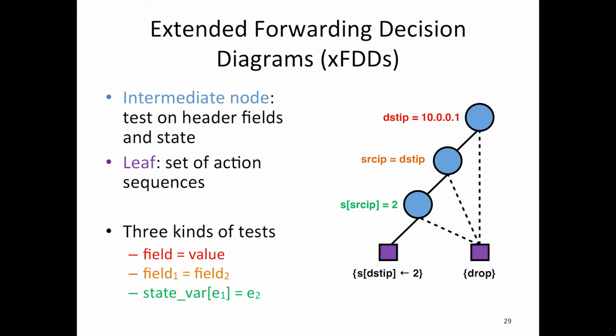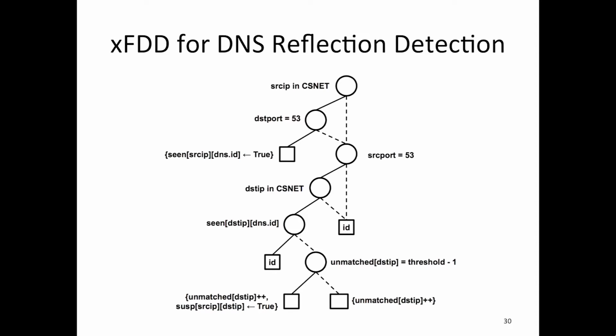And finally, the ability to test whether a state variable has a particular value. And we order them in this way, tests by value, tests by field, and tests on state variables, to create a single canonical representation of any Snap program. So I won't go through the gory details for the DNS reflection example, but this is just to show you that we can come up with a reasonably compact representation of programs like the DNS reflection example.